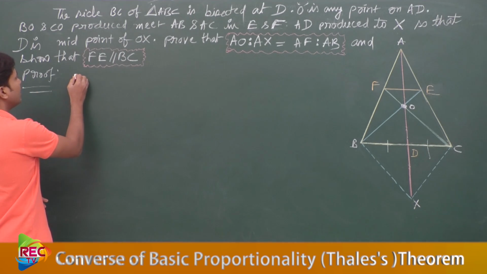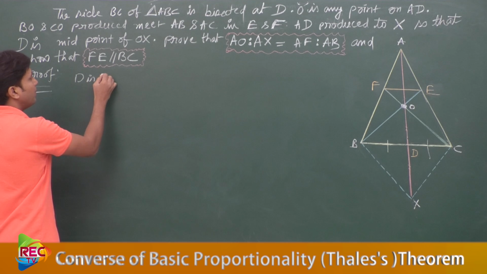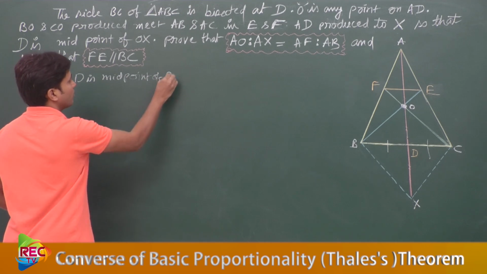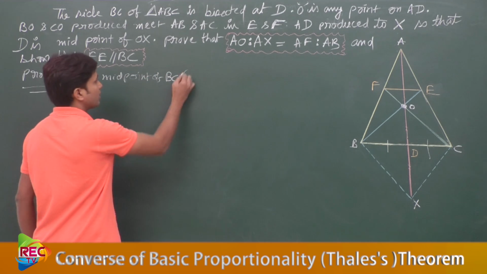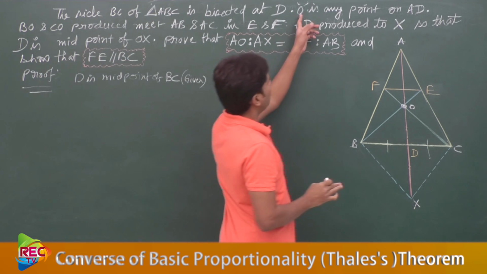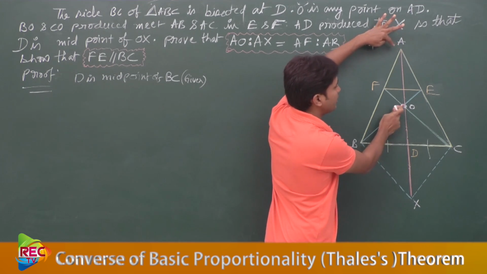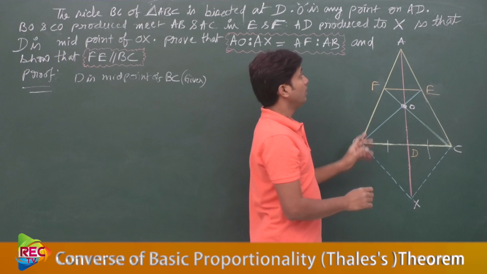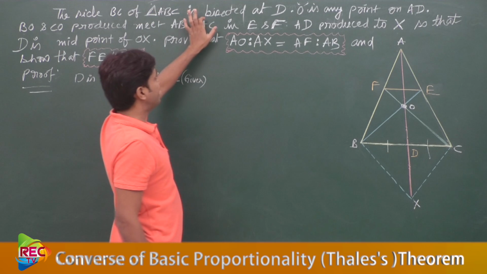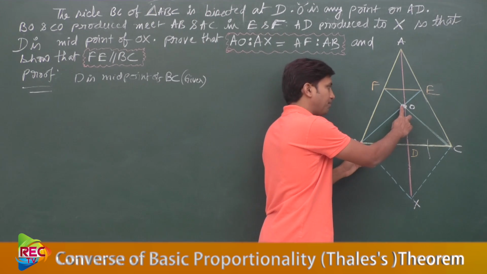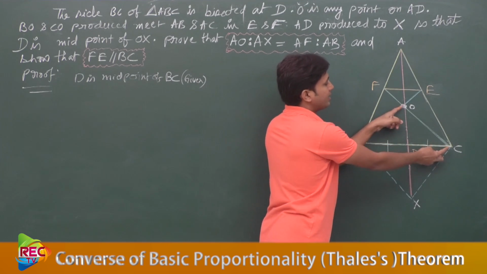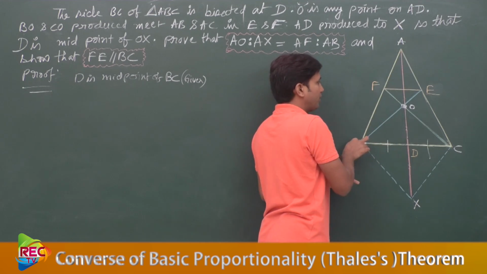Let me give that D is midpoint of BC. This is from the given information. Next, read the problem. O is any point on AD. If this is AD, O is some point on that, not a particular one, any point. Next, BO and CO produced meet AB and AC in E and F. Just see, BO is this line which is produced to E, where E is a point on AC, and CO is produced to F, where F is a point on AB.